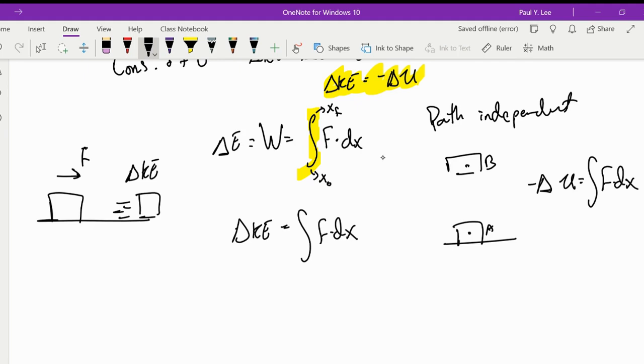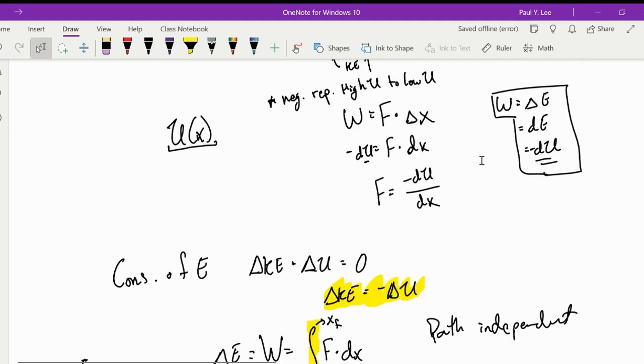So you want to be using the integral if the problem gives you the force, if it gives you a force function. Compared to up here, you want to be using the derivative form if the problem gives you a potential function.